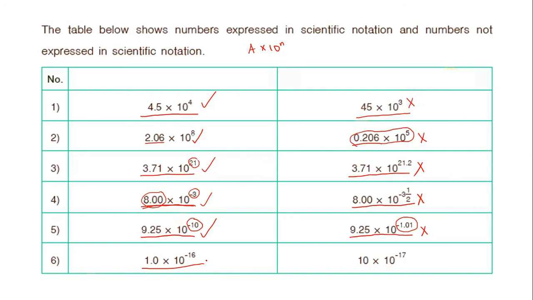Okay, number 6, this one is scientific notation because 1.0 is equal to 1. That is okay. And the power of 10 is an integer. We have got negative 16, which is okay. But this one is not, because we have 10. 10 is equal to 10. We must have a number that is less than 10. So that's why this is not scientific notation. Do you understand? Yes. Okay.